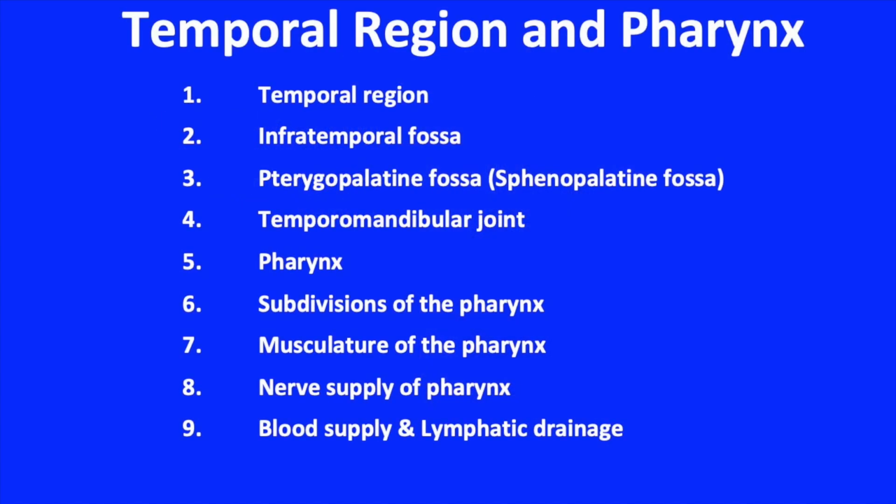Here I list the objectives of this lecture. After I finish this lecture and you have a chance to review it, you should be able to define the following regions: the temporal region, the infratemporal fossa, the pterygopalatine fossa or sphenopalatine fossa, the temporomandibular joint, the pharynx, subdivisions of the pharynx, musculature of the pharynx, nerve supply of the pharynx, and finally the blood supply and lymphatic drainage of the pharynx. Let's start.